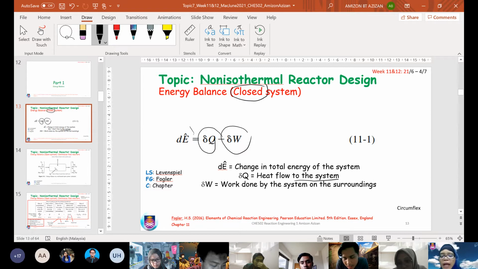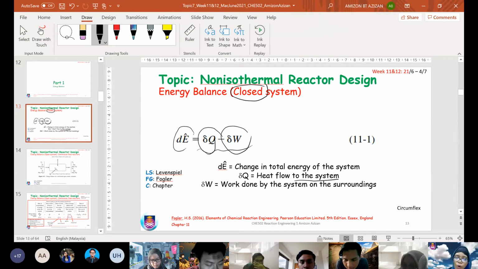Yeah, and the results of that heat flow to the system minus work done to the surrounding is equivalent to the change in total energy of the system. So the symbol that you see here is what we call circumflex, yeah? So E circumflex refers to the change in total energy of the system.